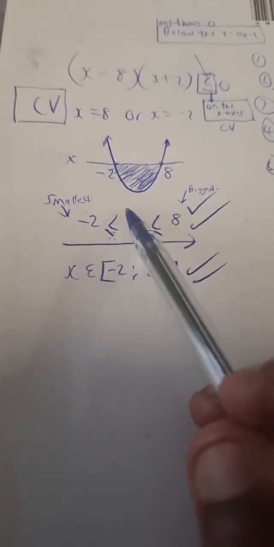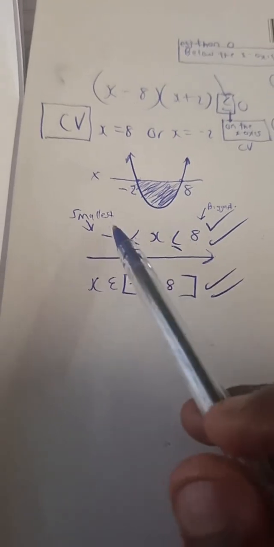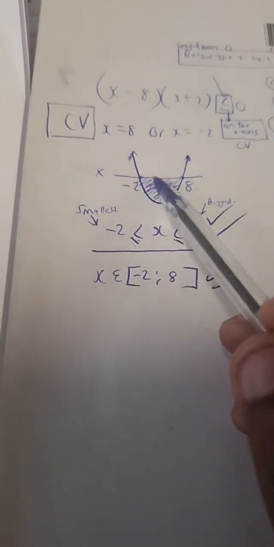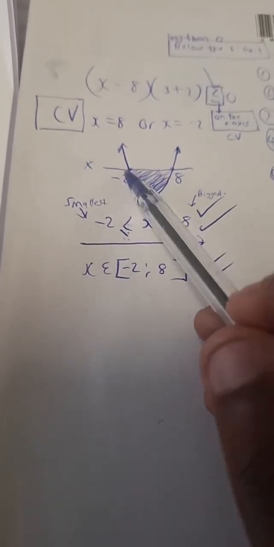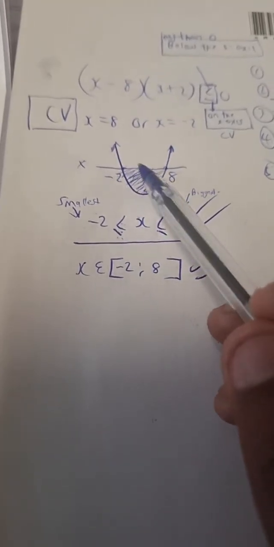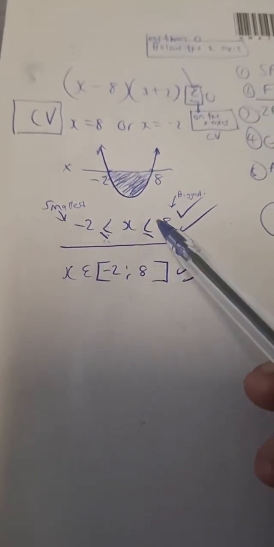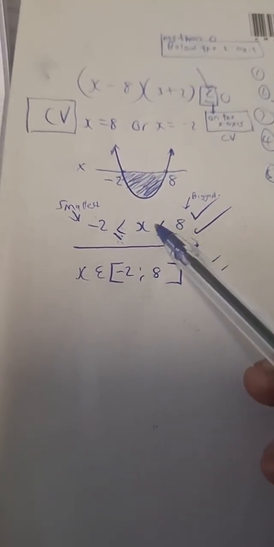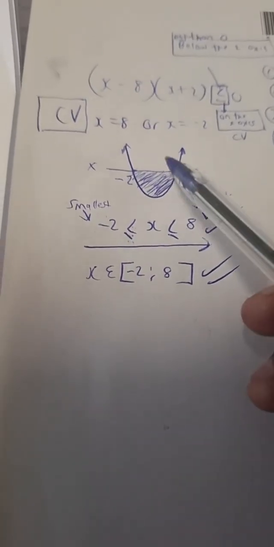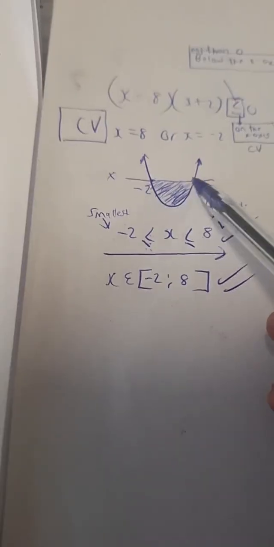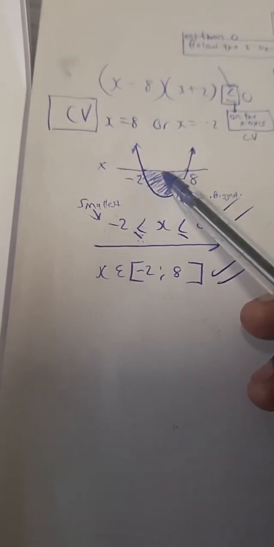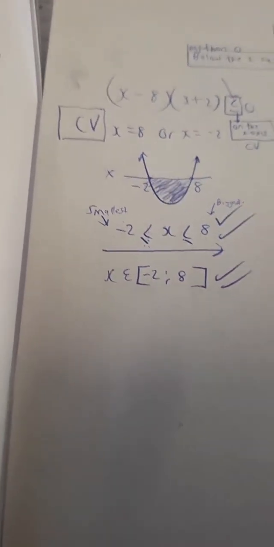So what does this mean? It means when x is greater than or equal to -2, this is the region where x is greater than or equal to -2. Greater than -2, equal to -2. And x is less than or equal to 8. This is the region where x is less than or equal to 8. Less than 8, equal to 8. So that's how we write the answer.